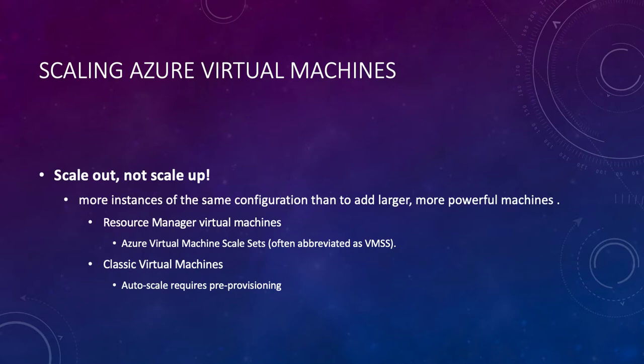Scaling with VMSSs does not require the pre-provisioning of VMs within an availability set, like the auto scale for classic VMs. At the time that I'm creating this video, you can have up to 100 VMs in a VM scale set, which is more than enough for almost any type of use that you may have based on the current IaaS requirements.